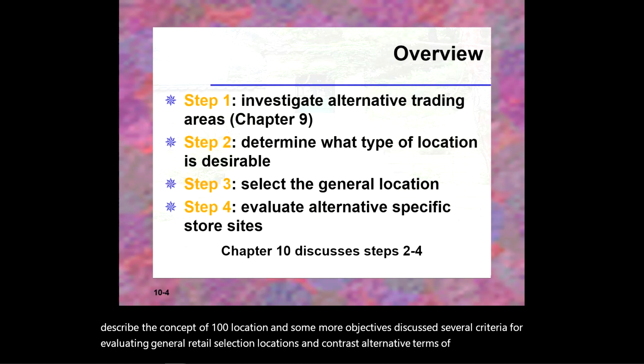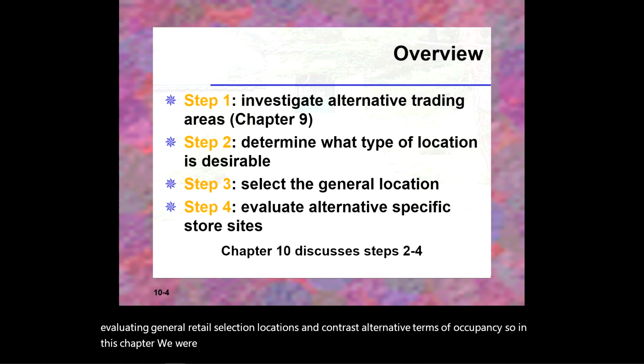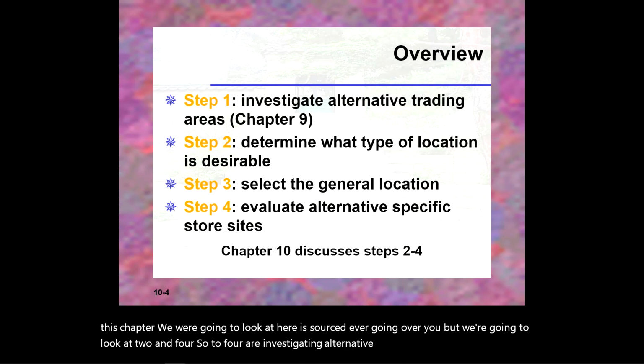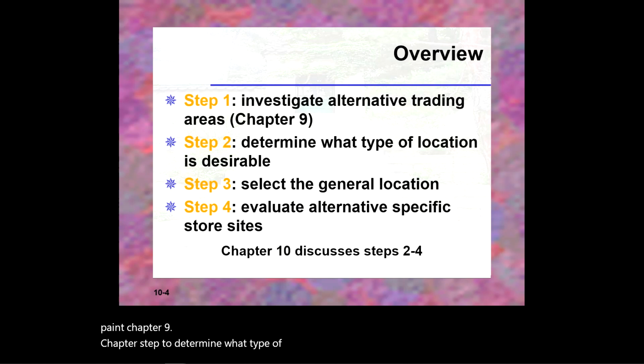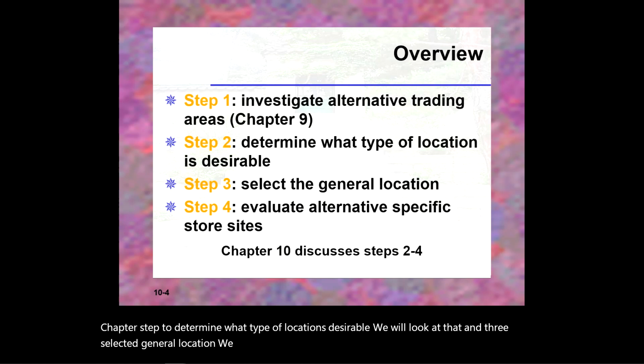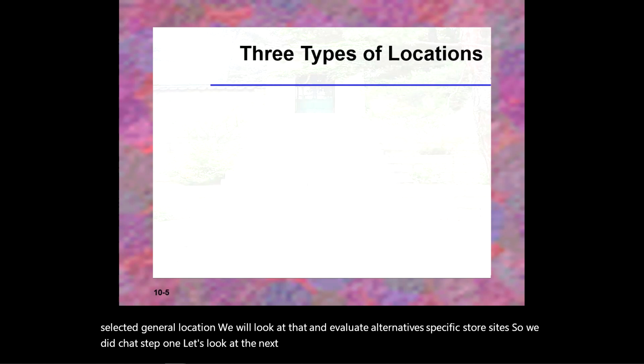So in this chapter, here are the 4 steps that we're going to overview, but we're going to look at 2 and 4. So the 4 are: investigate alternative trading areas, which we looked at in chapter 9. Step 2, determine what type of location is desirable. We will look at that. And 3, select the general location. We will look at that. And evaluate alternative specific store sites. So we did step 1. Let's look at the next 3 steps.